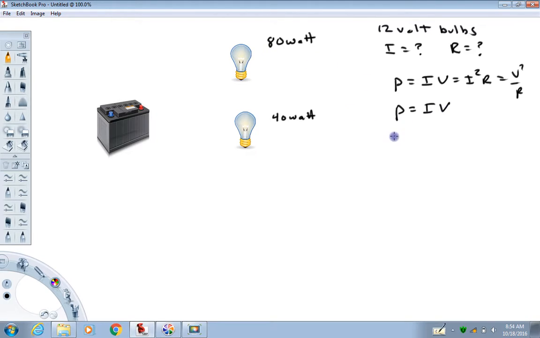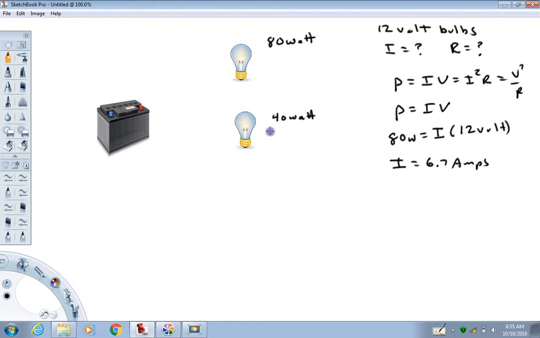For the 80-watt bulb, the power would be 80 watts. The current I don't know, but this bulb is designed to run off a 12-volt source. If this were a light bulb for home use, the AC home voltage is around 120 volts. That'd be a different problem. But in this example, these bulbs are designed to run off 12 volts. So the current we can expect for this bulb is 80 divided by 12. We can expect this to draw about 6.7 amps.